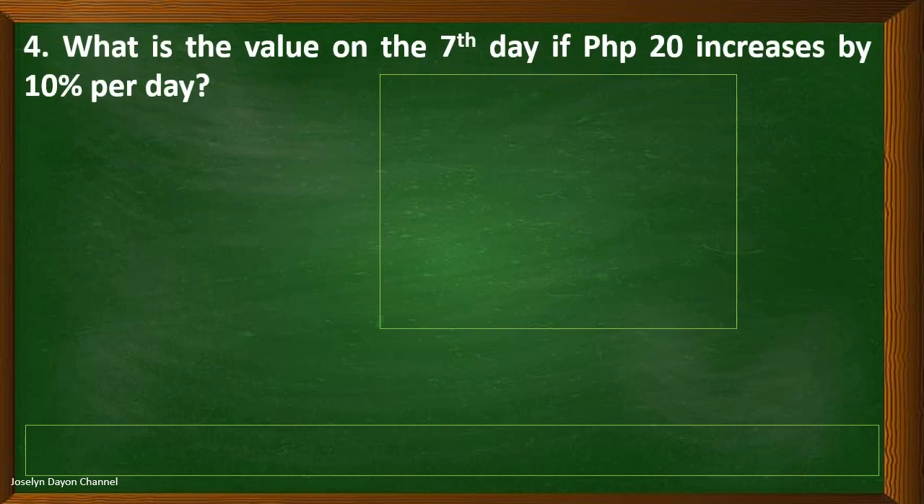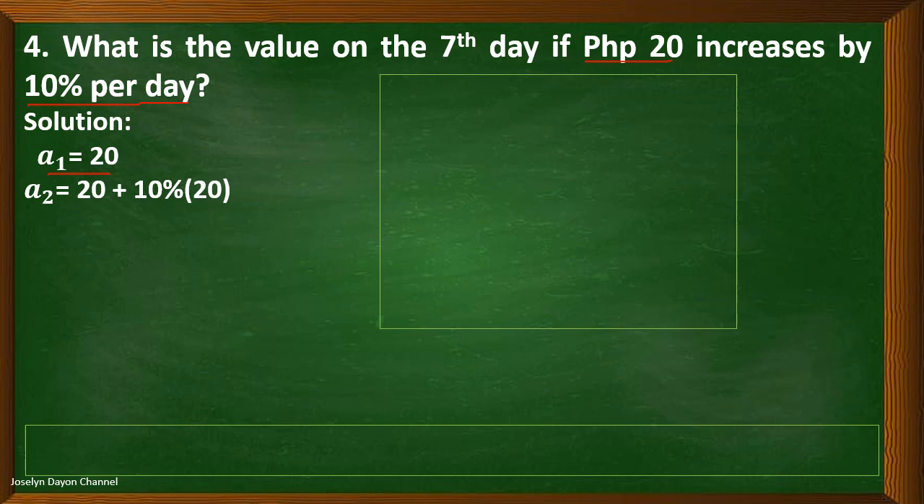Now let's have the fourth example. What is the value on the seventh day if 20 pesos increases by 10% per day? So a problem like this is a problem that is asking for the n term. So we have to determine the given data. So of course, we have the first term, 20 pesos. We don't have the common ratio yet, as well as the second term. So first, we have to determine the common ratio. But we cannot determine right away the common ratio since we don't have the second term. So we have to determine the second term.